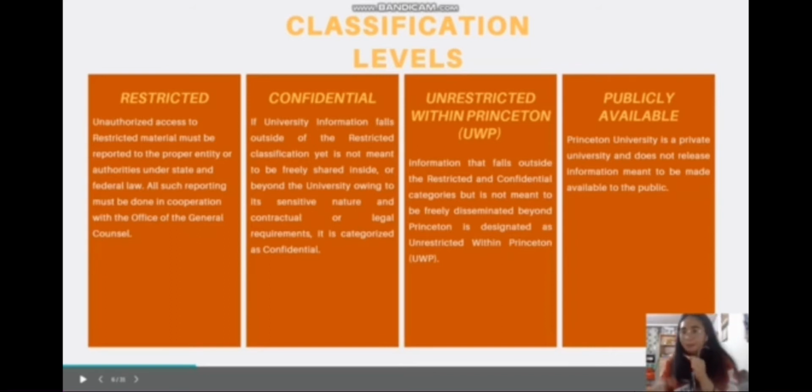And lastly, publicly available. Princeton University is a private university and does not release information meant to be made available to the public.